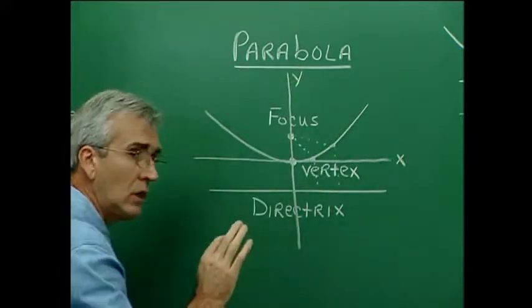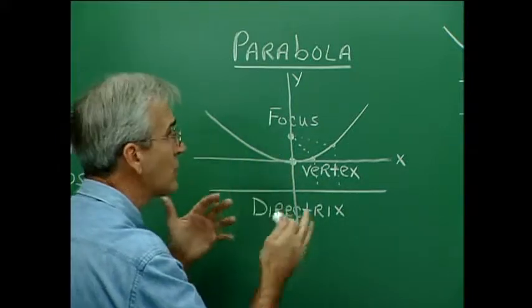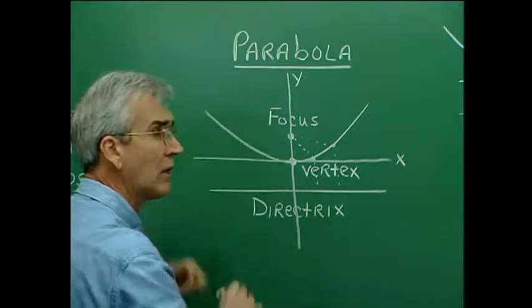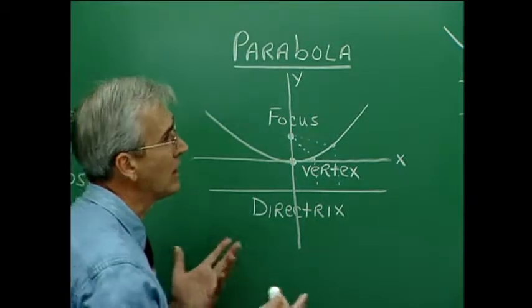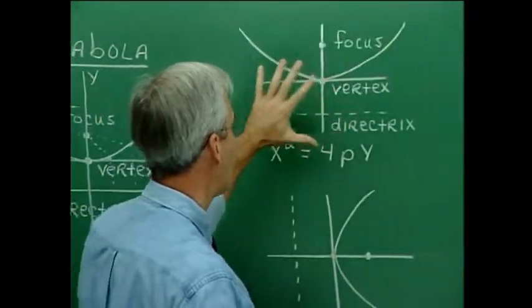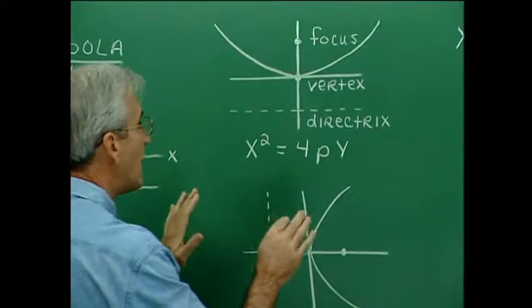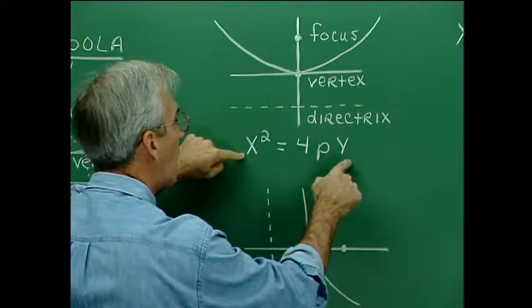Now, we're structuring it this way just to introduce the equation associated with this parabolic curve. And it's a really strange looking equation. It goes like this. Now, when the parabolic curve opens up or down, the equation associated with it looks like this. It's x squared equals 4py.